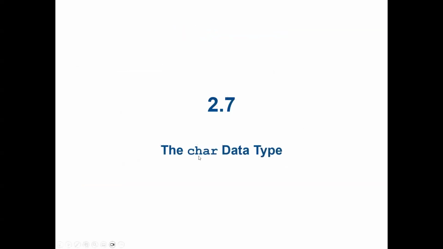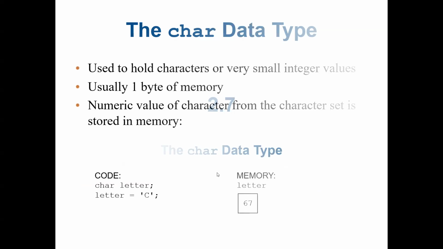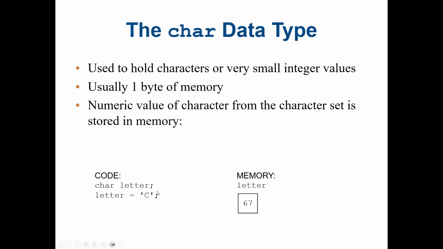So next we talk about the char data type. Normally, a char data type will be a single character in single quotation marks. Also, it can be a symbol or a digit, as long as it's in single quotation marks. So here we say we use it to hold characters or very small integer values. Why do we say very small? Because it has to be only one single digit. The biggest will be 9. We can't say 10, 11, because the size of the char data type is only 1 byte of memory, so 1 character. So the numeric value of the character from the character set is stored in memory.